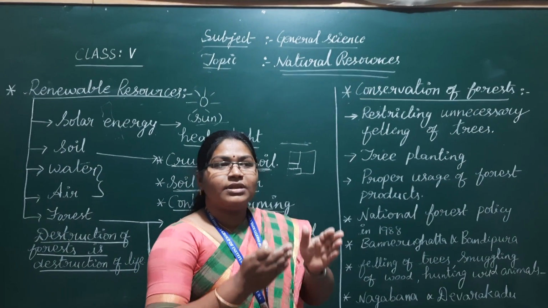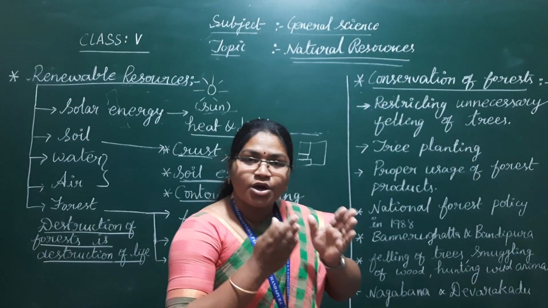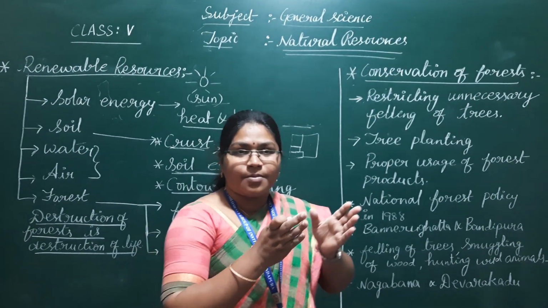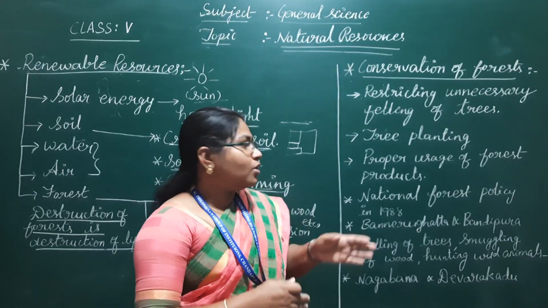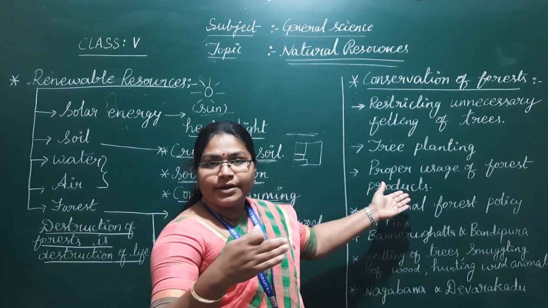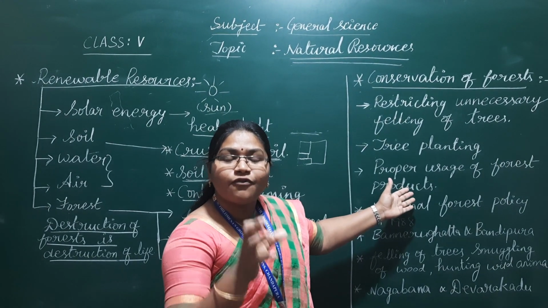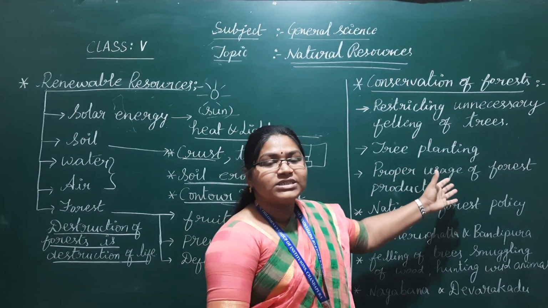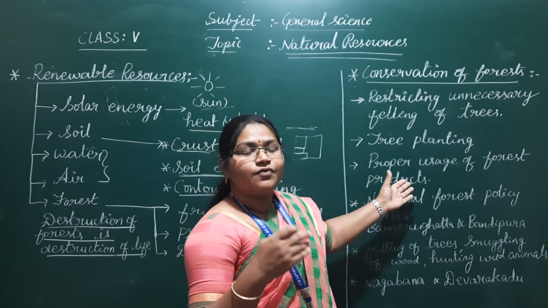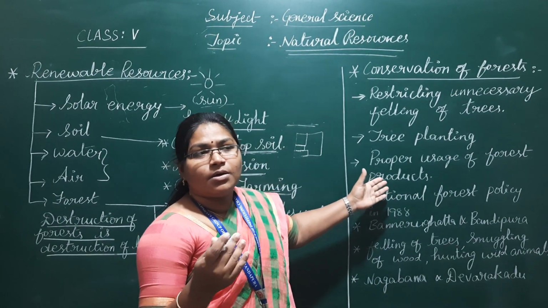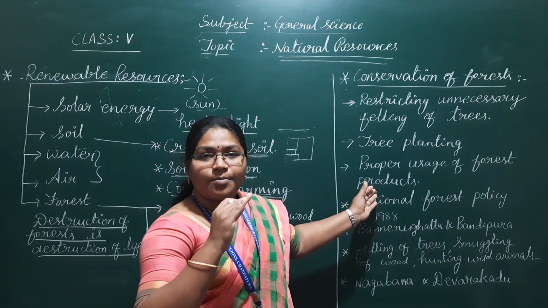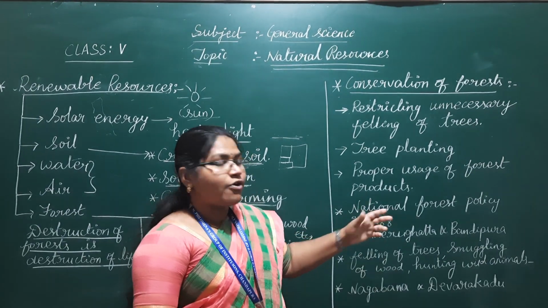If you want to construct any roads or dams, you have to use a proper place for that. We should not unnecessarily misuse the forest. That is proper usage of forest products. There are many products, not only for constructing dams, but also fruits and vegetables, for which we have to use the forest properly. Then, the National Forest Policy.